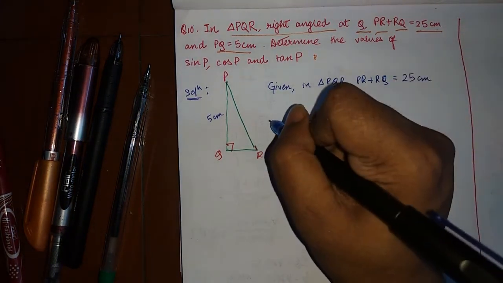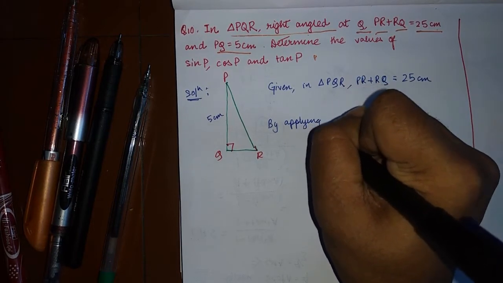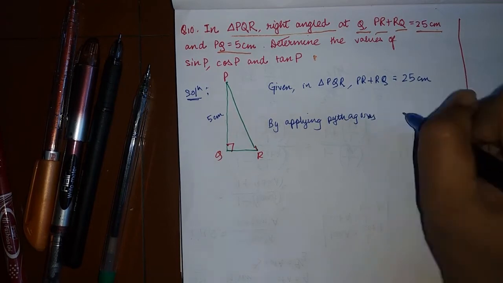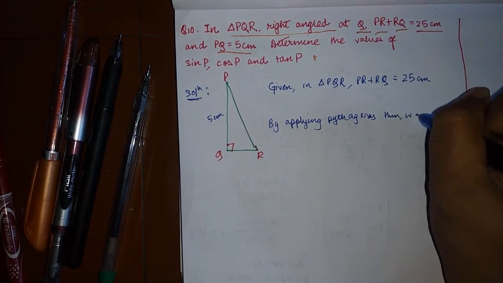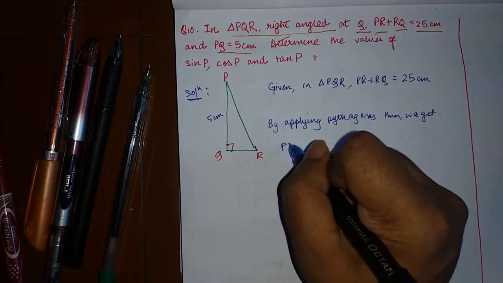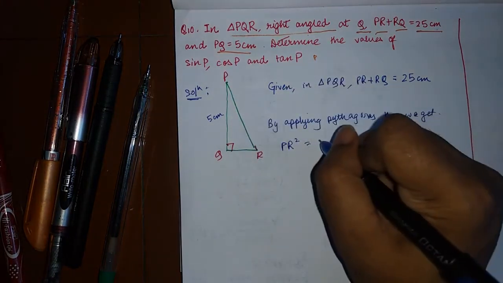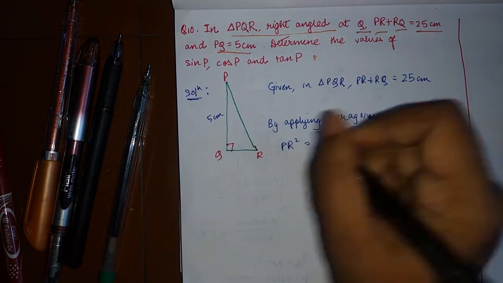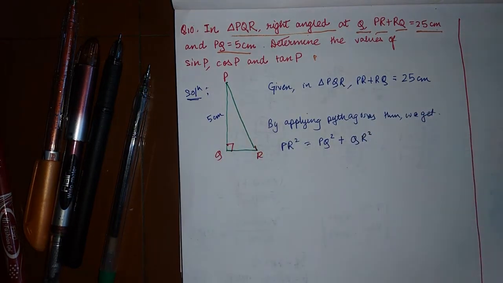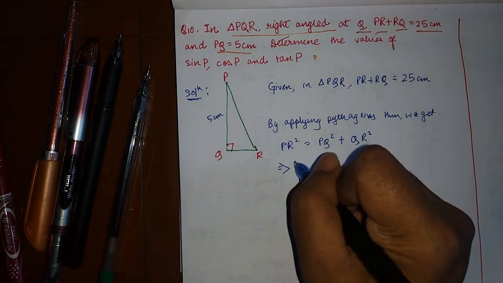So apply Pythagoras theorem. By applying Pythagoras theorem, we get the length of the hypotenuse squared, PR squared, is equal to the length of the base squared, which is PQ squared, plus the length of the perpendicular squared, which is QR squared. So we need to find the value of PR.